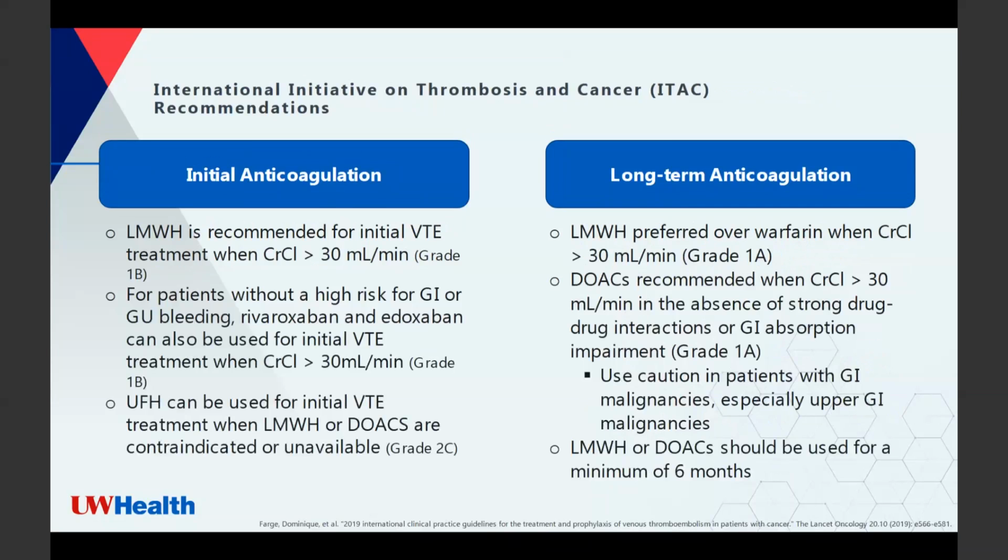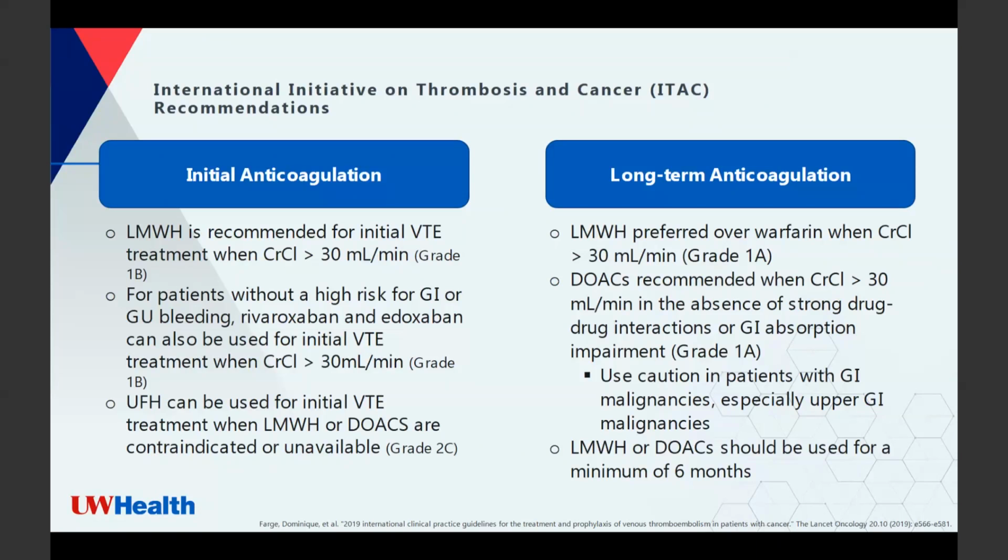So moving on to the ITAC guideline recommendations, for initial anticoagulation, low molecular weight heparin is recommended for initial VTE treatment when creatinine clearance is greater than 30, and this is a grade 1B recommendation. For patients without a high risk for GI or GU bleeding, including those without GI or GU cancers, rivaroxaban and edoxaban can be used for initial VTE treatment when creatinine clearance is greater than 30, and this is also a grade 1B recommendation. And then finally, unfractionated heparin can be used for initial VTE treatment when low molecular weight heparin or DOACs are contraindicated or unavailable.